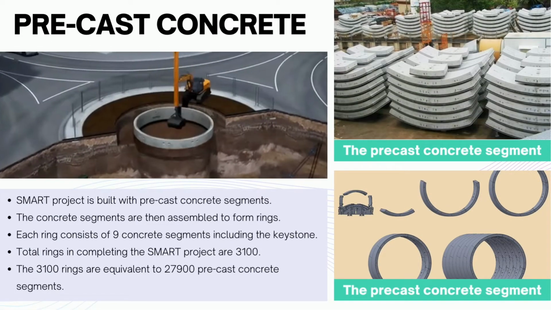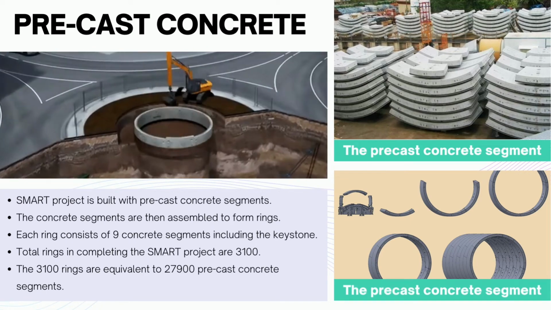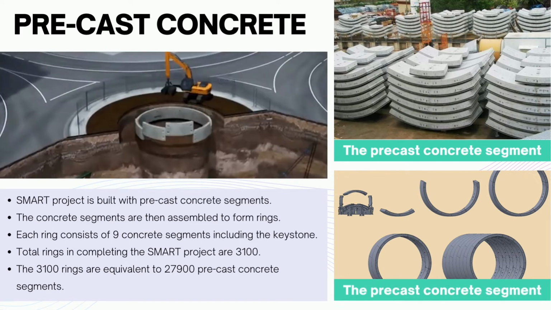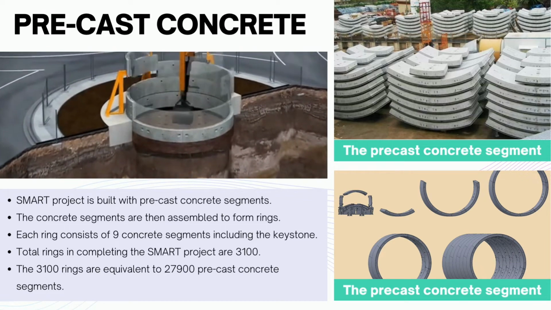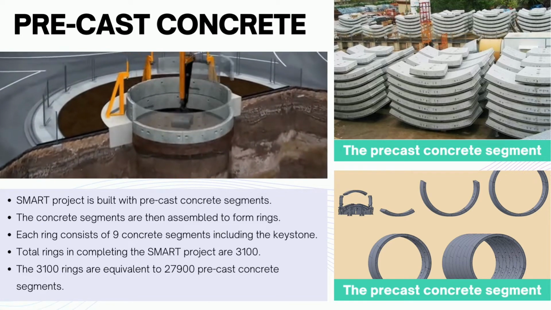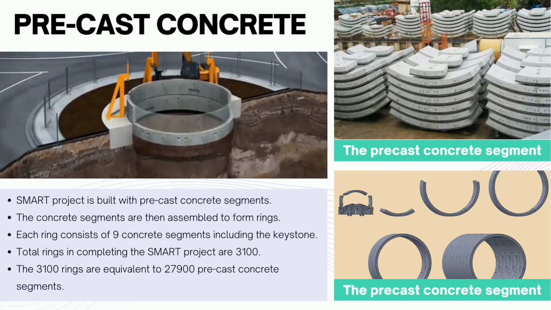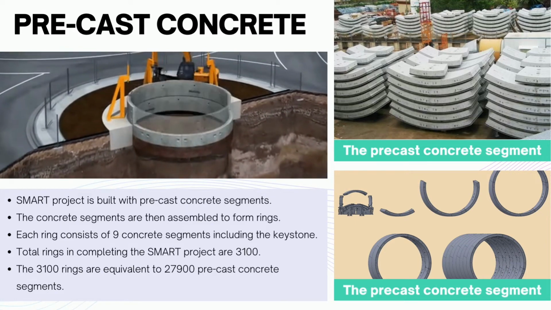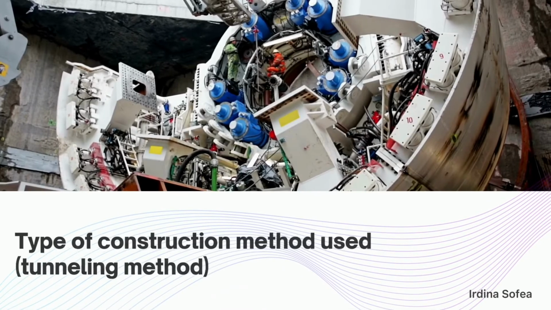The second material used for the SMART project is precast concrete. The SMART project is built with precast concrete segments. The concrete segments are then assembled to form rings. Each ring consists of 9 concrete segments including the keystone. Total rings in completing the SMART project are 3,100. The 3,100 rings are equivalent to 27,900 precast concrete segments. The video at the bottom shows how the rings are formed from segments. The segments are jointed by a specific jointing method to form rings, and then each ring will be jointed together to form a tunnel.